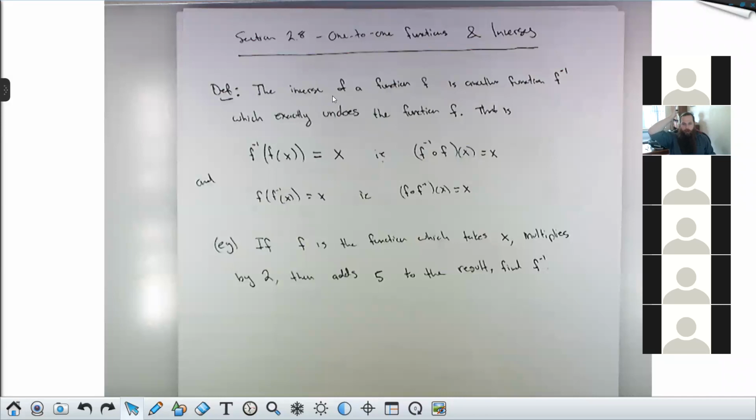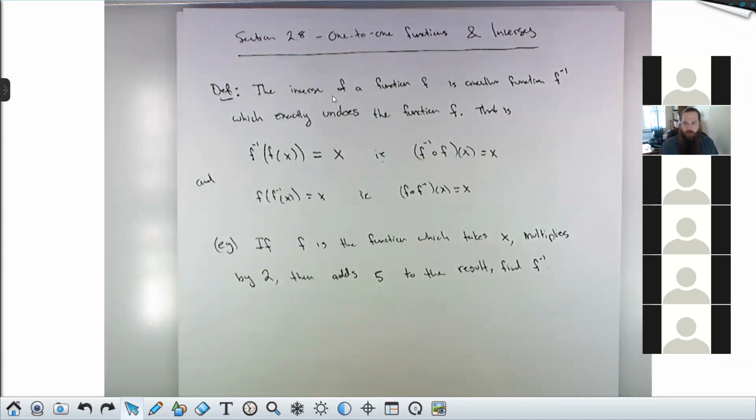Okay. So what I want to do, I know what f does. f takes a number, multiplies it by 2, and then takes that thing and adds 5. Sure, I could write down an algebra formula for f, but that's not what I'm trying to do. I want to find in words the description of the inverse function, the function that exactly undoes that procedure.